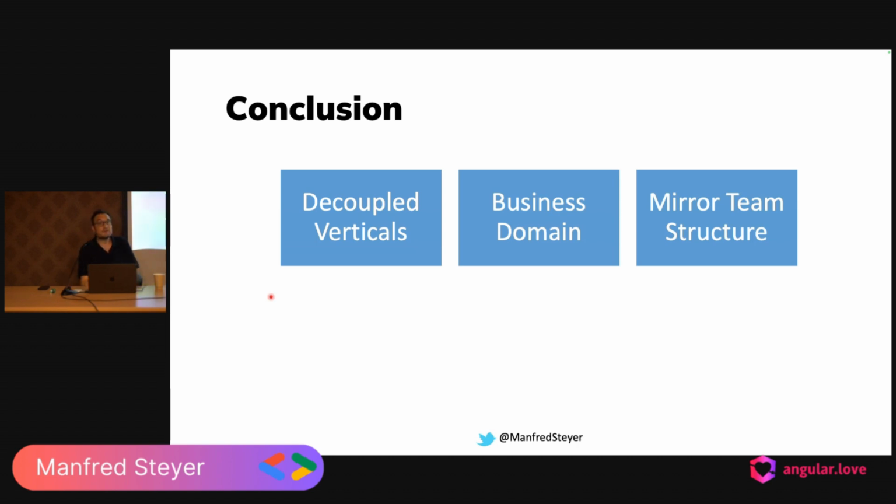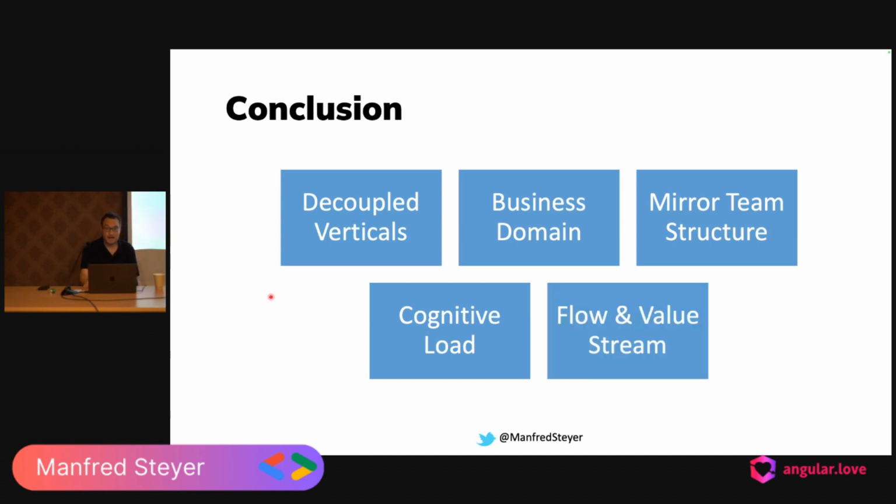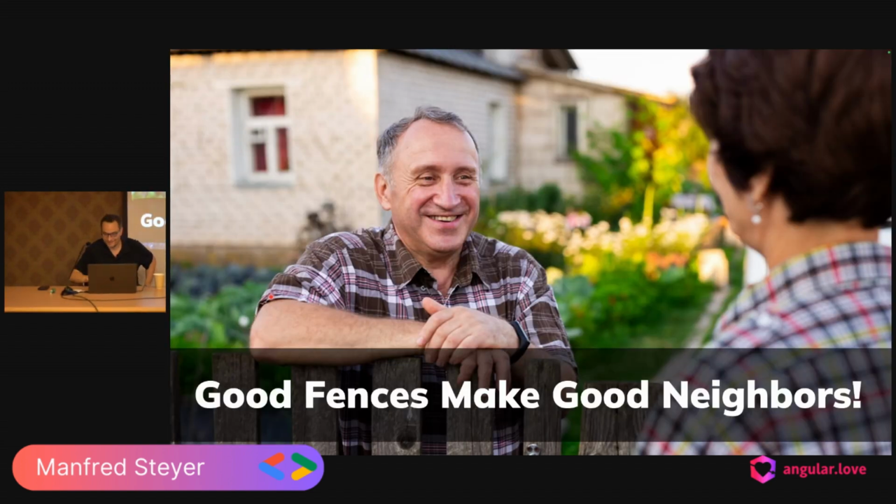You should mirror your team structure. You should have an alignment between your team structure and your architecture, you know, Conway's law. You should think about cognitive load, because we want to have stream-aligned teams that can concentrate on one task. And you should work so that you have a flow and can provide business value quite easily. Remove all the showstoppers. And of course, there is a last thing, as always in my presentations. Please remember, good fences make good neighbors.